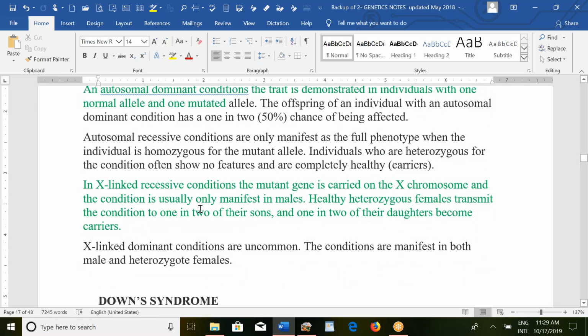In X-linked recessive conditions, the mutant gene is carried on the X chromosome and the condition is usually only manifest in males. Healthy heterozygous females transmit the condition to one in two of their sons, and one in two of their daughters will become carriers. X-linked dominant conditions are uncommon, and the conditions are manifest in both males and heterozygous females. That's all about the patterns of inheritance. It forms the basics of genetics.